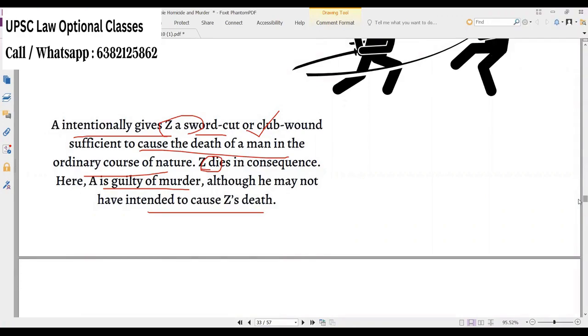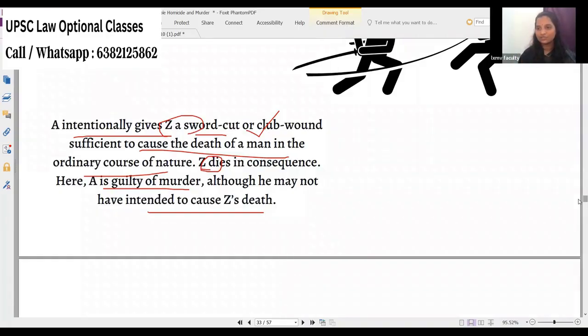That's what it is, sir. Okay, ma'am. Yes, ma'am. Yeah. If you have intention to cause death, which clause will come in, sir?